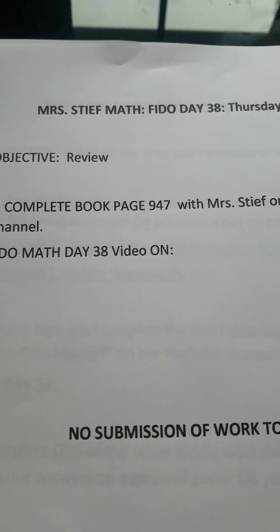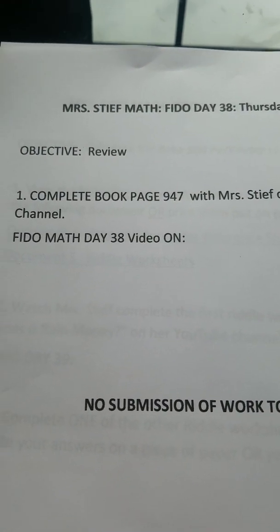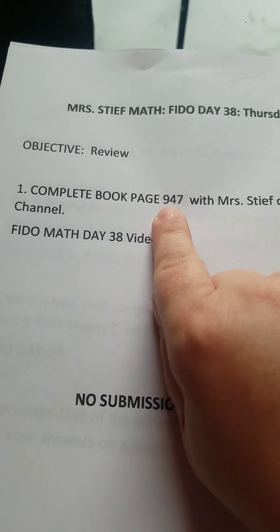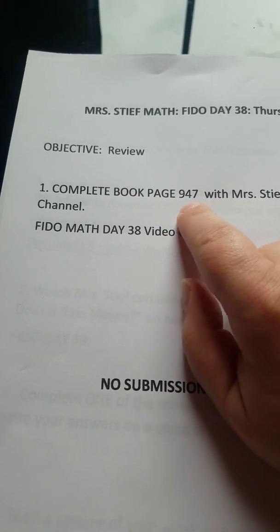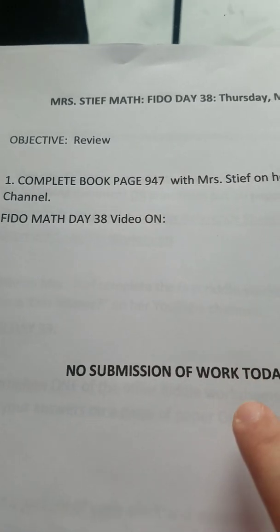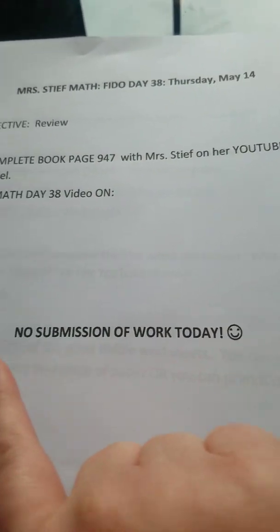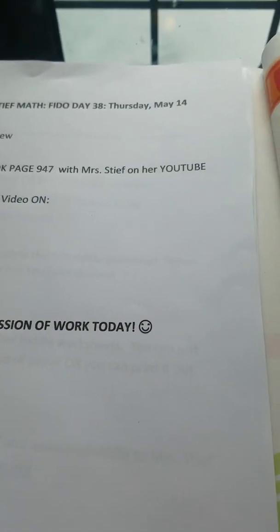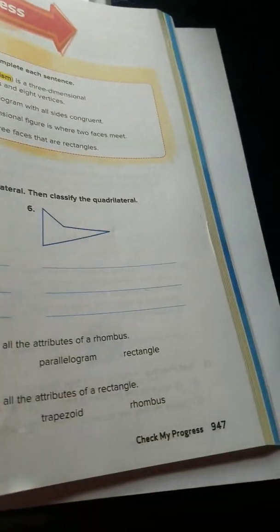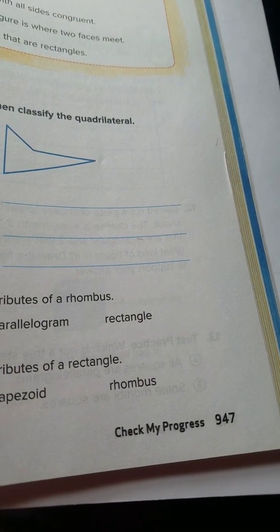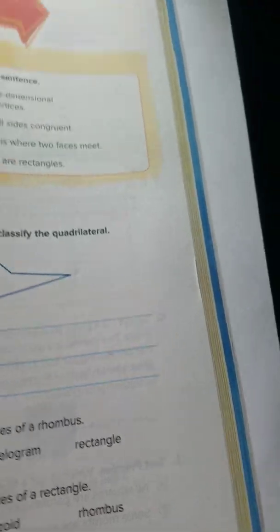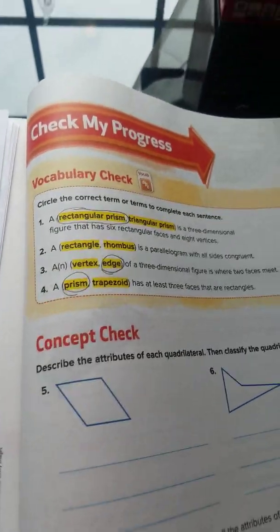Today we're going to complete a review, which is actually a Check My Progress, on book page 947. We're going to do this today together, and there's no submission. You do not have to take a picture of this. If you want to open your book up to page 947, you can pause the video to do that. And we're going to look at the vocab check.